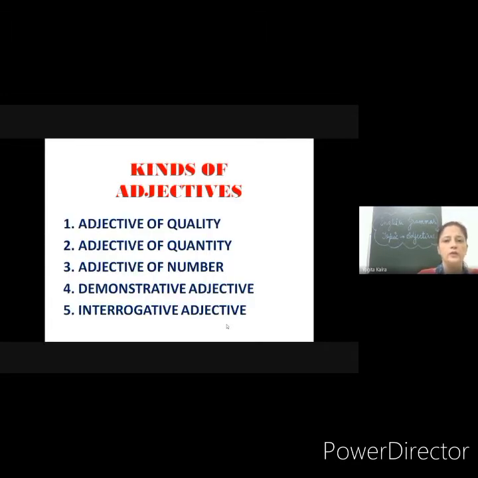Now there are different kinds of adjectives: adjective of quality, adjective of quantity, adjective of number, demonstrative adjective and interrogative adjectives. Now let us understand each one of them with proper examples.